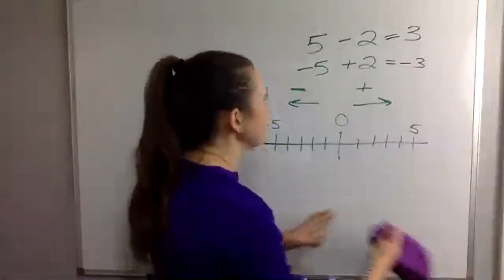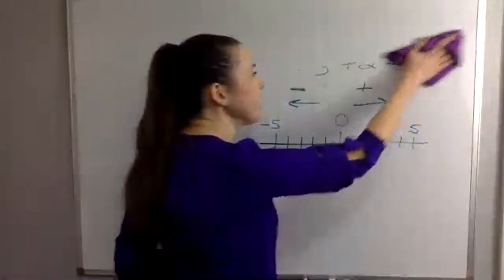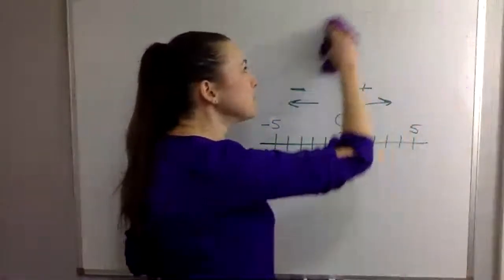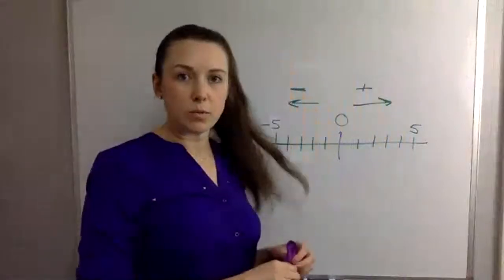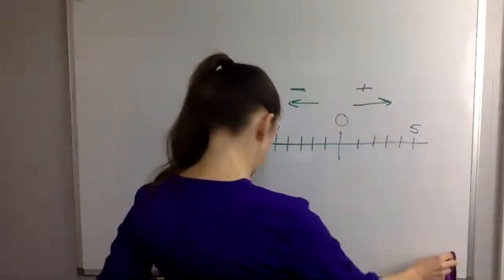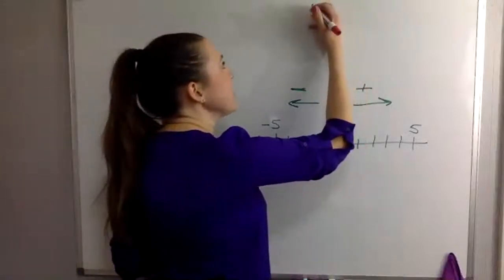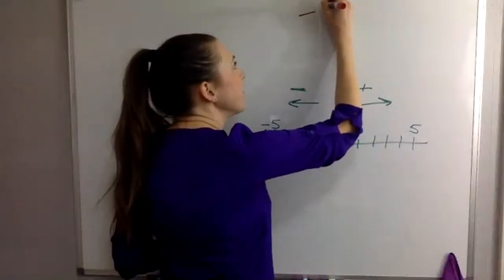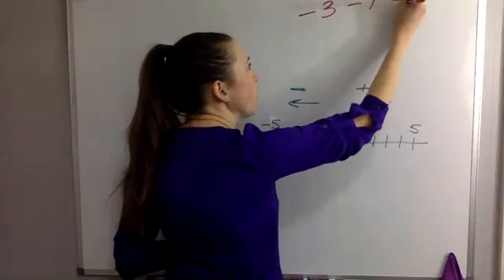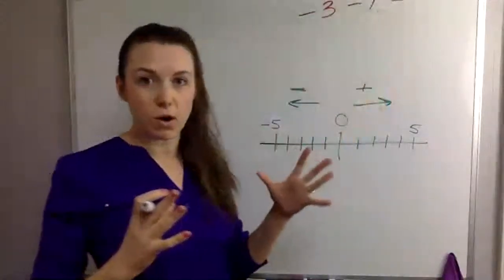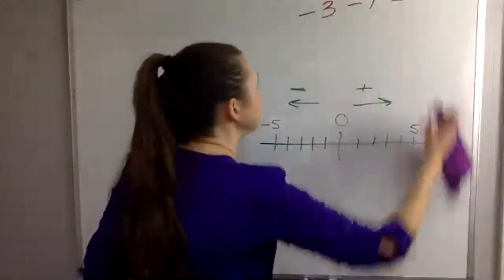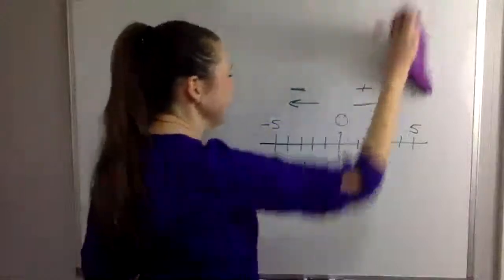All right, and I'm going to erase this top part, and I'm going to show you another way as well, because sometimes people learn this concept just a little bit differently. Okay, so this time we're going to say negative 3 minus 1. Okay, so this is looking a little bit, oops, you can't even see it. Let me try that again.